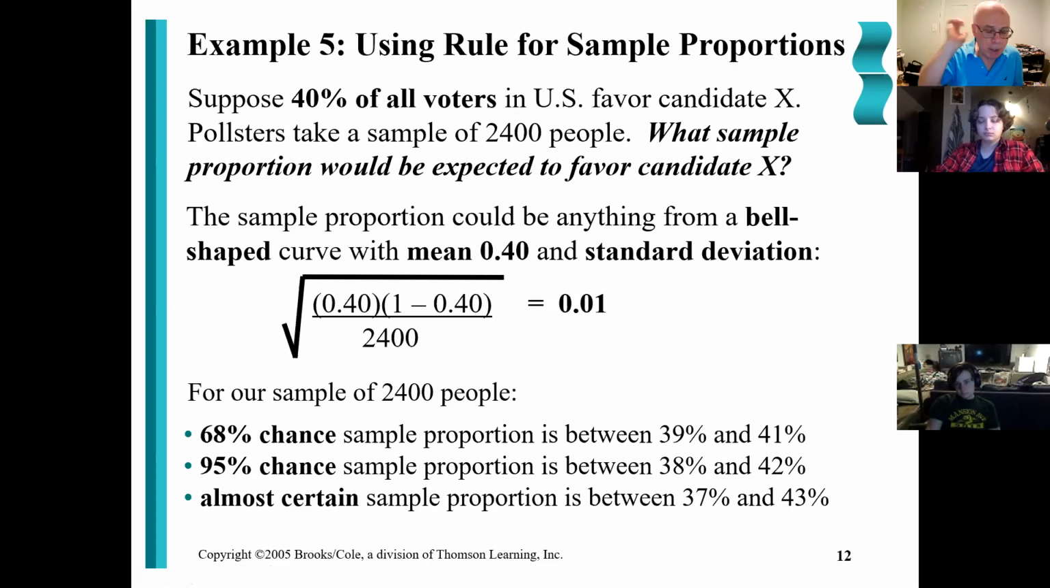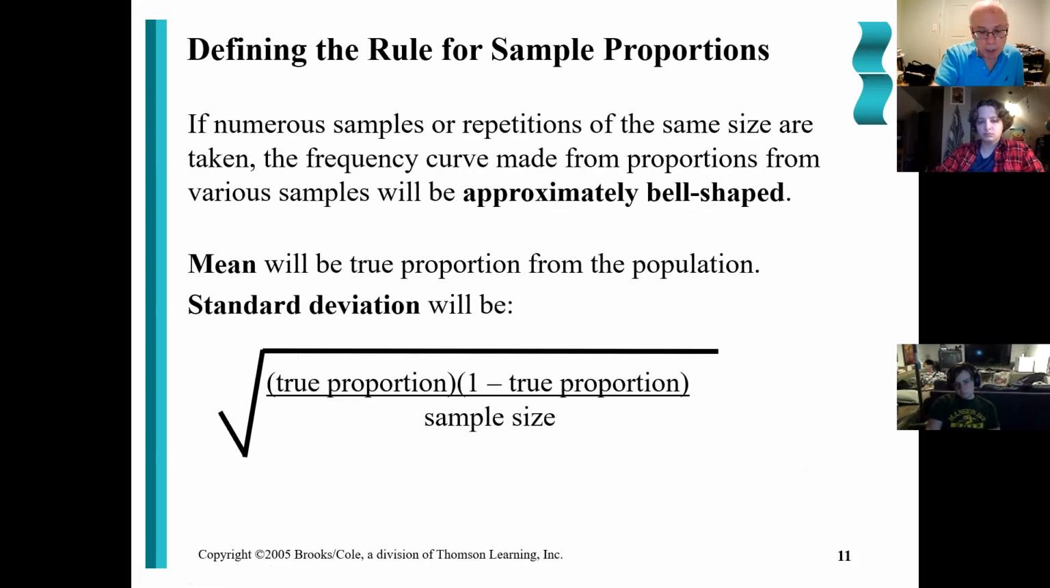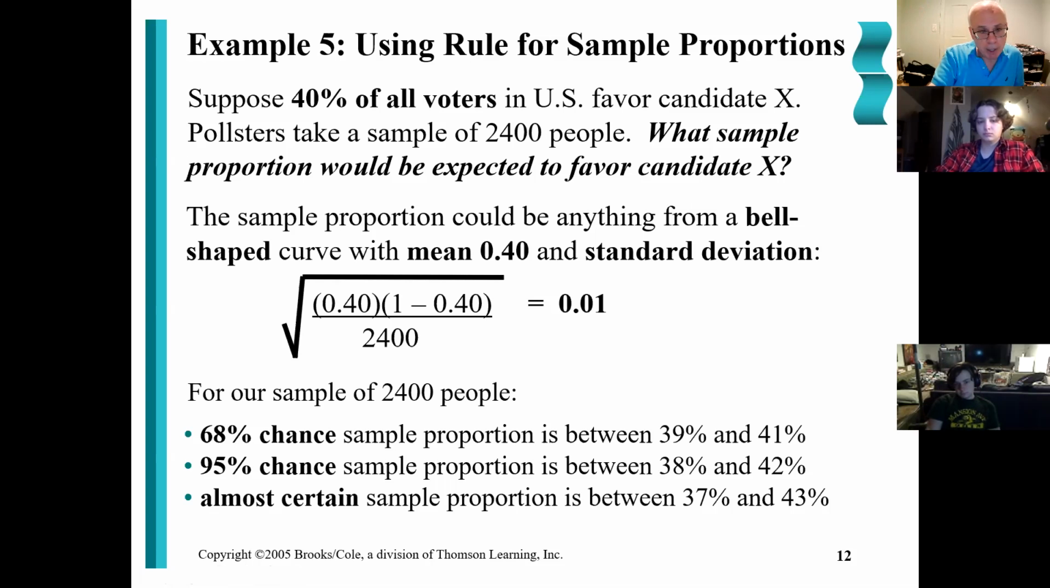So we're going to plug into that previous formula. That's this formula here. 0.4 times 1 minus 0.4 divided by the sample size of 2,400. And we get the answer as 0.01. 0.01 is 1%. If you multiply that by 100, that's 1%. So the standard deviation is 1%, if we express it as a percentage as opposed to a decimal.